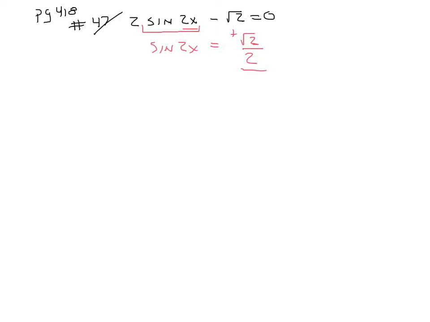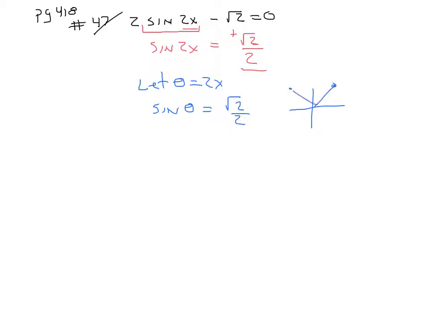So what I'm going to do to deal with this 2x thing is make a let statement and let theta equal 2x. So now my sentence changes to sine of theta equals the square root of 2 over 2, which is hugely familiar to me. I know that that's on my unit circle.